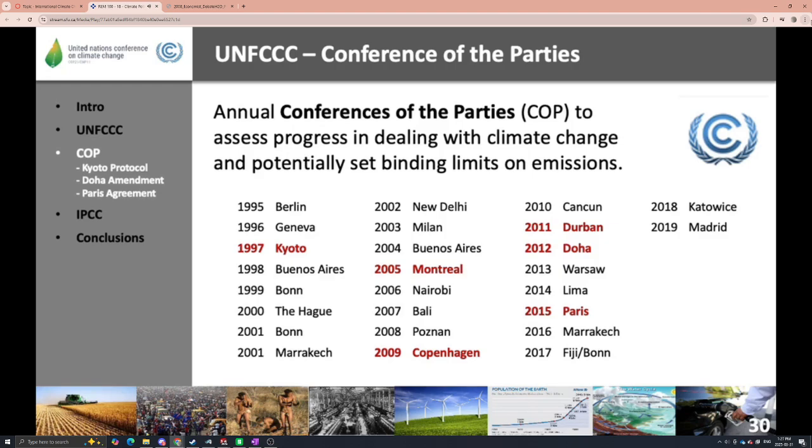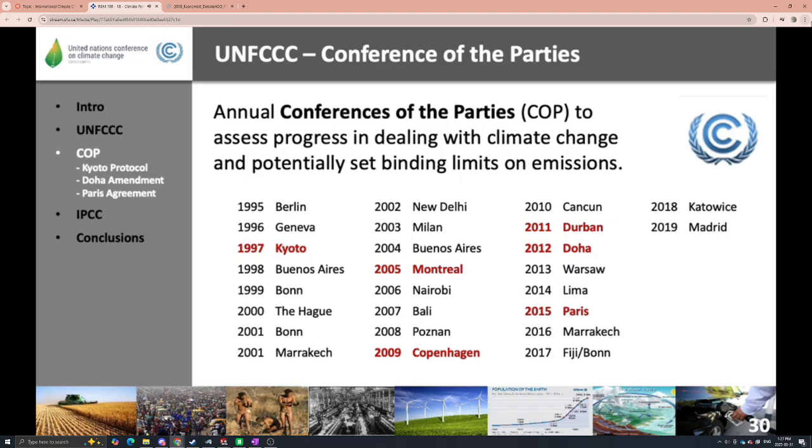The year after Doha, at COP18, the Doha Amendment was negotiated to create a bridge between the Kyoto Protocol and the new deal, but the effort failed because not enough members ratified the amendment. And finally, at COP21 in Paris in 2015, the parties negotiated the Paris Agreement, which went into effect on November 4th, 2016.